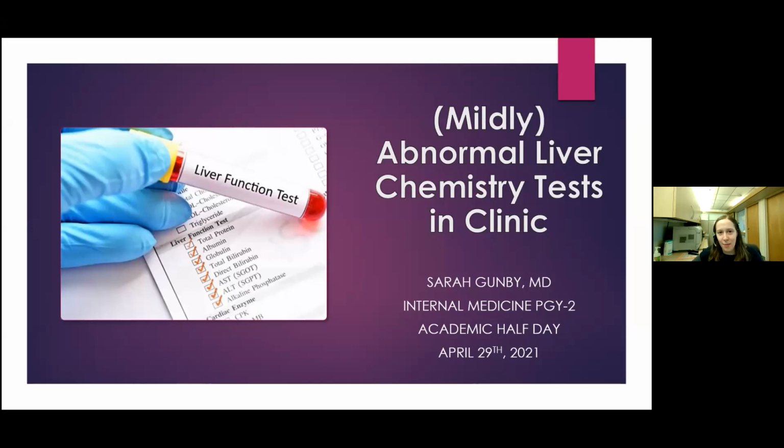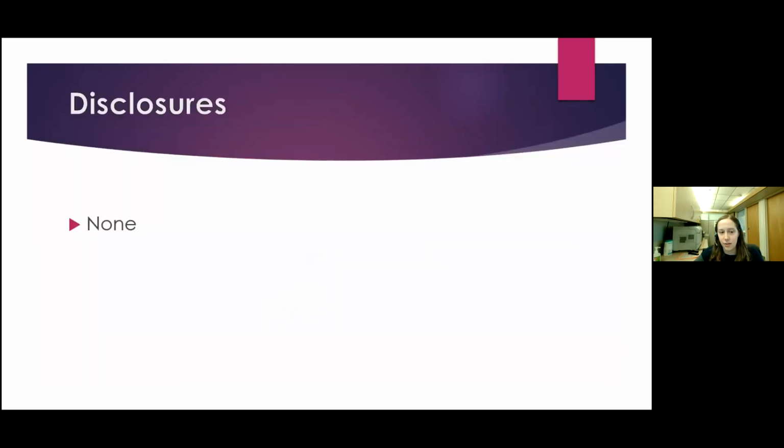So today we're going to be talking about mildly abnormal liver chemistry tests. I use the term liver chemistry here because if you ever find yourself reading hepatology literature, you'll see that authors are very quick to point out that the term liver function test is a bit of a misnomer, that really INR and albumin are the two tests that measure liver function. But we use the terms interchangeably. I point this out because we're not going to talk about the albumin or the INR today. We're going to focus on some of our other liver chemistry tests. I have no disclosures.